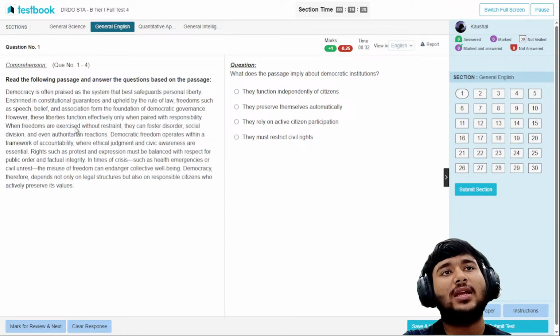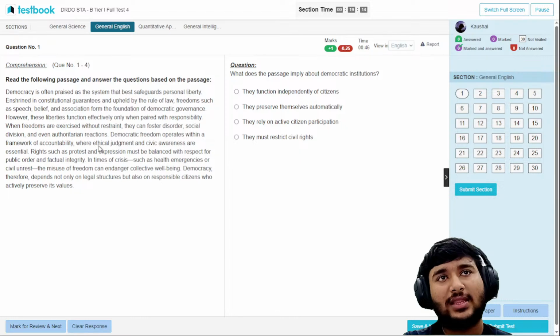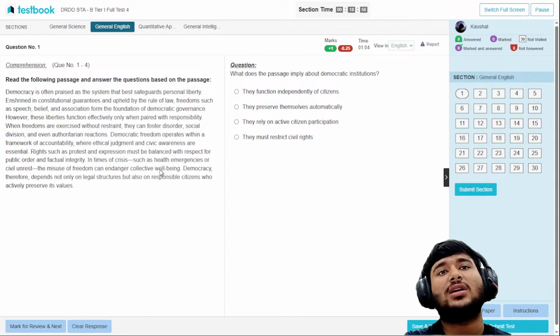When freedoms are exercised without restraint, they can foster disorder, social divisions, and even authoritarian reactions. Democratic freedoms operate within a framework of accountability where ethical judgment and civic awareness are essential. Rights such as protest and expression must be balanced with respect for public order and factual integrity. In times of crisis such as health emergencies or civil unrest, the misuse of freedom can endanger collective well-being. Democracy therefore depends not only on legal structure, but also on responsible citizens who actively preserve its values.